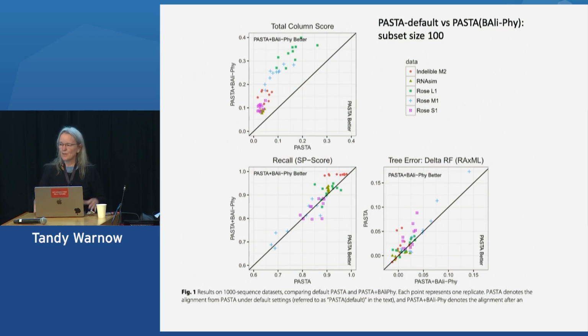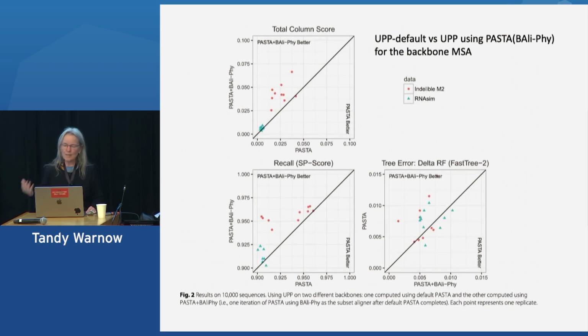Okay? But you can also think of this as a way of saying, I can run BAli-Phy on a large data set, I just have to do these subsets. Okay, this is the same thing, but now with UPP. UPP is doing this two-phase thing where some of the sequences are held out. You get a model on the full-length sequences. And here we're saying, suppose the model is, instead of PASTA, PASTA with BAli-Phy. Again, everything above this line, it's better to use PASTA with BAli-Phy as the backbone, and it's generally above, not 100% above.